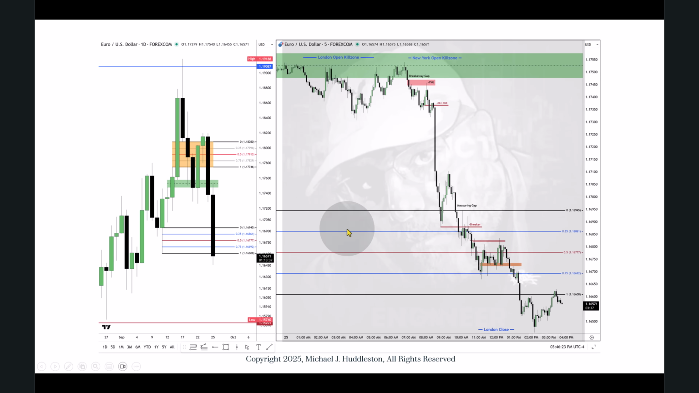All right, euro dollar. This baby just fell right out of bed, didn't it? Inversion fair value gap, we covered that the other day. Then we have a gap here, which is a bullish fair value gap. I'm not going to change the color in this because I don't want to confuse you with these two here.